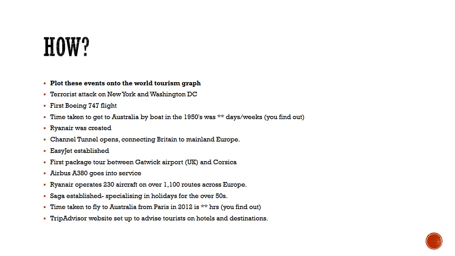The terrorist attack on New York and Washington DC, the first Boeing 747 flight to occur. The time taken to get to Australia by boat in the 1950s was how many days and weeks? You find out. I won't go through all of these. You guys can go through these yourselves. But that's all the list of all of the things that you're going to find to be able to plot on that graph. And on the next slide, I'm going to show you some examples of how to do that.